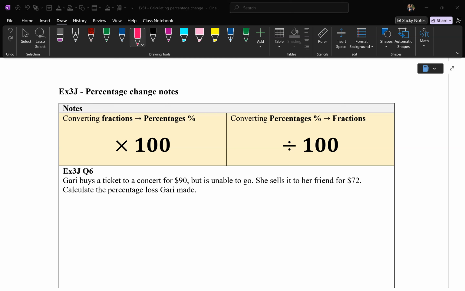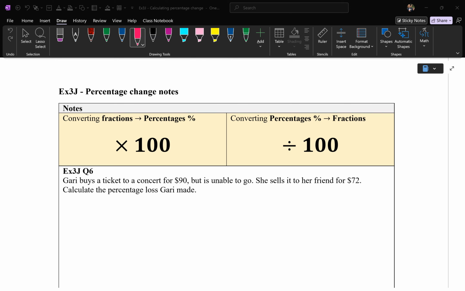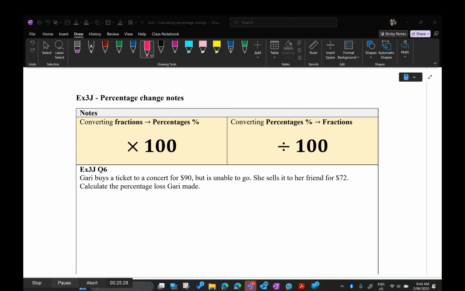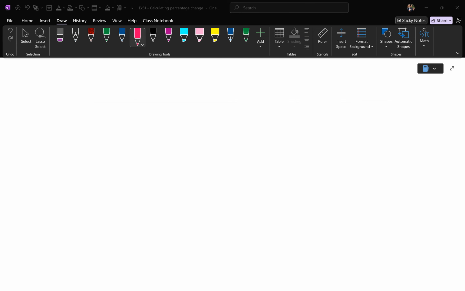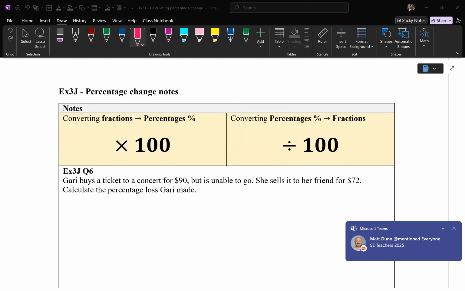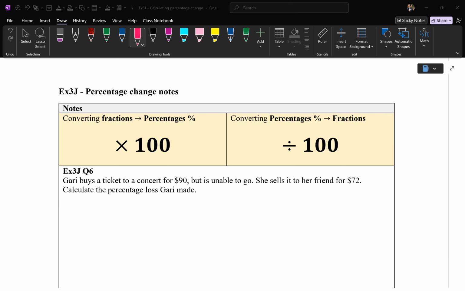Exercise 3J, we're looking at percentage change. Last session we talked about how to change a proportion to a percentage and vice versa. There are really only two things you do repeatedly in 3H, 3I, and 3J: either multiplying by 100 or dividing by 100, as you can see in these two points. The rest is going back to your chapter 3 fraction skills. So let's look at the first problem and see how we do them.